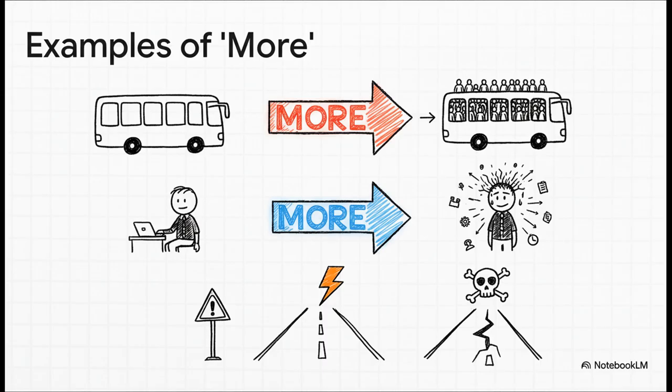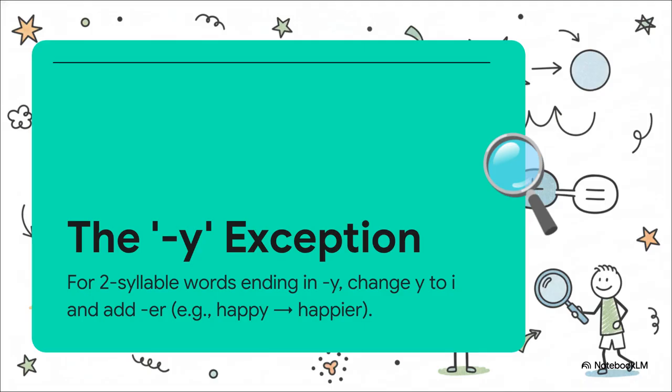It just flows better. But wait, there's one little exception to that two-syllable rule. If a word ends in Y, like happy or easy, we actually treat it like it's a short word. So you drop the Y, change it to an I, and then add ER. So it's never more happy, it's always happier. Not more easy, but easier. That's a big one to remember.